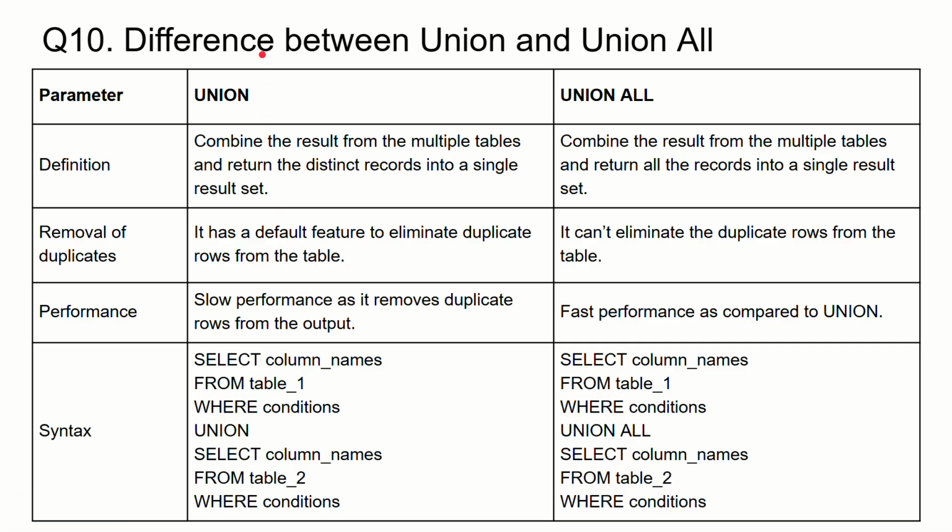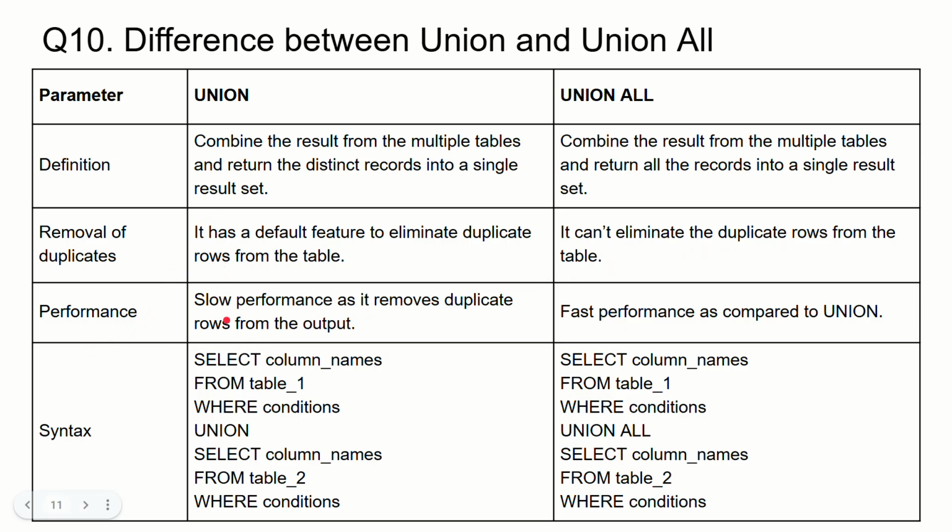Next question is the difference between union and union all. Definition: union combines the results from multiple tables and returns the distinct records in a single result set, whereas union all combines the results from multiple tables and returns all records in a single result set. So it does not remove the duplicates. On removal of duplicates: union has a default feature to eliminate duplicates, and union all can't eliminate the duplicates.